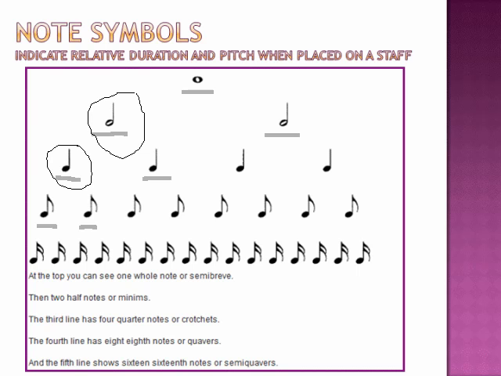If I have quarter notes that are ta, ta, ta, ta, ta, ta, ta, ta, then eighth notes are ti, ti, ti, ti, ti, ti, ti, ti. Again, quarter notes are 1, 2, ready, go. Ta, ta, ta, ta. Ti, ti, ti, ti, ti, ti, ti, ti.